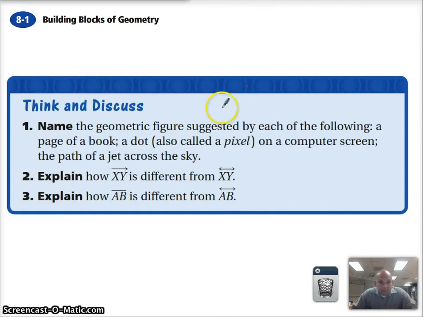Now, this is your problem. 3 problems for your Complete the Problem. It says, name the geometric figure suggested by each of the following: a page of a book, a dot, also called a pixel on a computer screen, and the path of a jet across the sky. So what are those reminiscent of? Number 2 says, explain how ray XY is different from line XY. And then finally, explain how line segment AB is different from line AB. All right, we'll see you in class.